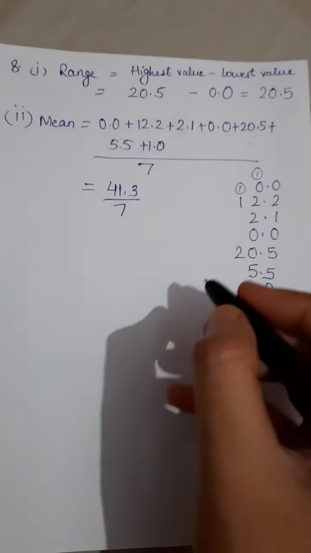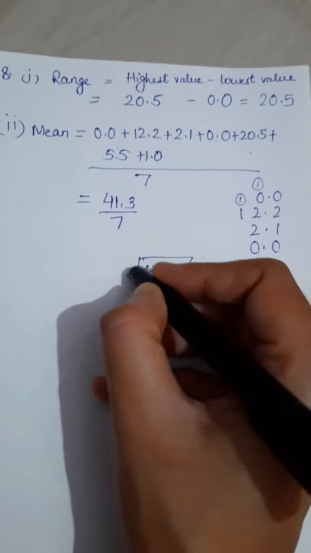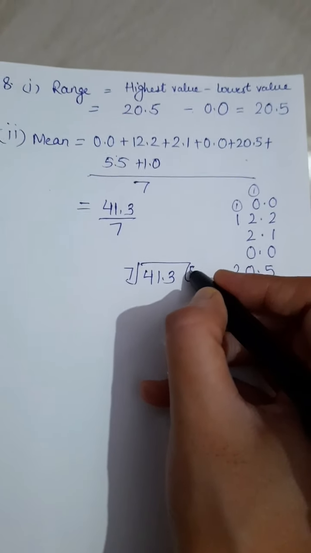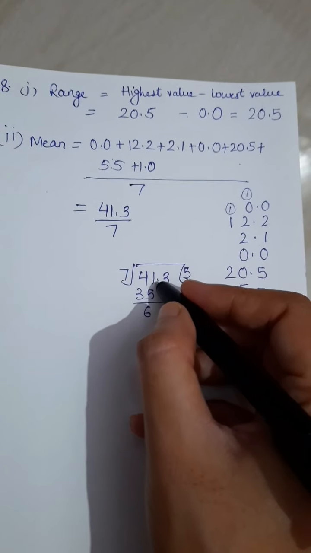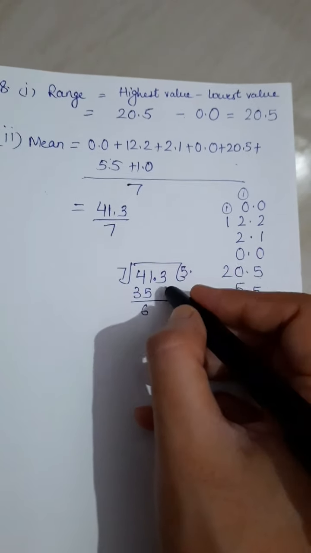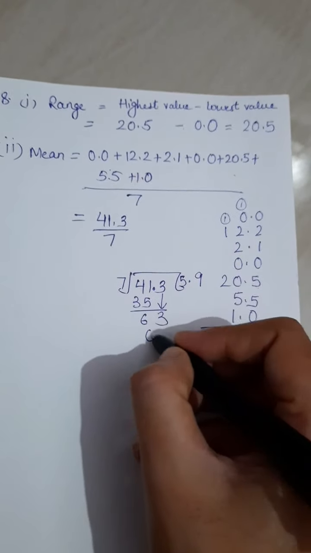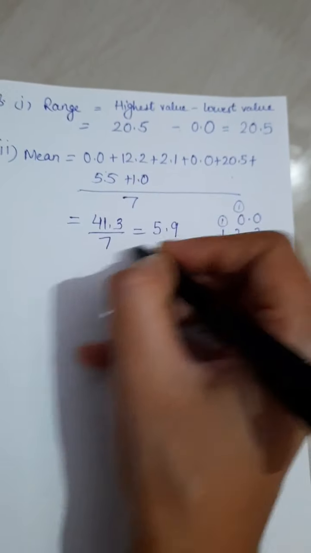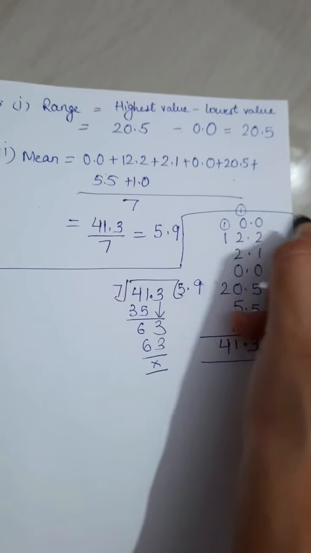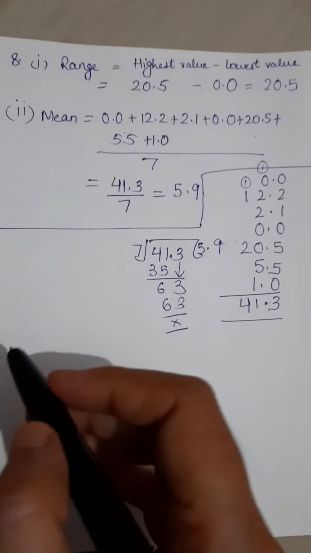When we divide 41.3 by 7 on rough side, you can see how we can divide. 7 5s are 35, remainder is 6. Then there is point, so point will go here, 3 will come down, so 7 9s are 63. So we get answer 5.9. So this is our rough work, and 5.9 is the mean for the data.